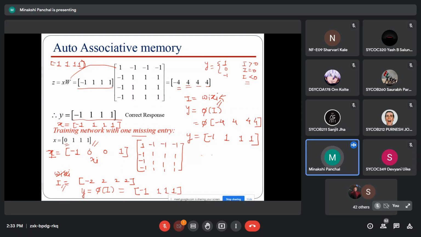See, from where I started, what input did I give? -1 0 0, in which two values were missing. Okay, 2 values were missing, but just because of auto-associative memory, as this is the matrix corresponding to the trained input, for the input we had, we trained and obtained this weight matrix. So this is capable of retrieving the data.